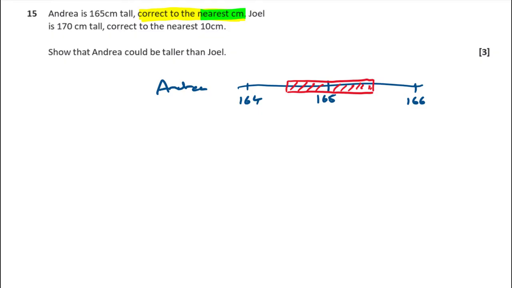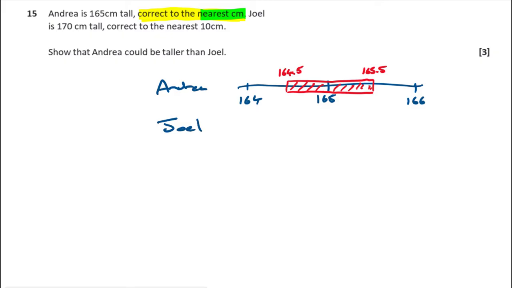Okay, what is the number halfway between 164 and 165? It is 164.5. We call that the lower limit. The upper limit is going to be halfway between 165 and 166. That is 165.5. Okay, I'm going to do the same thing now for the other person, which was Joel.